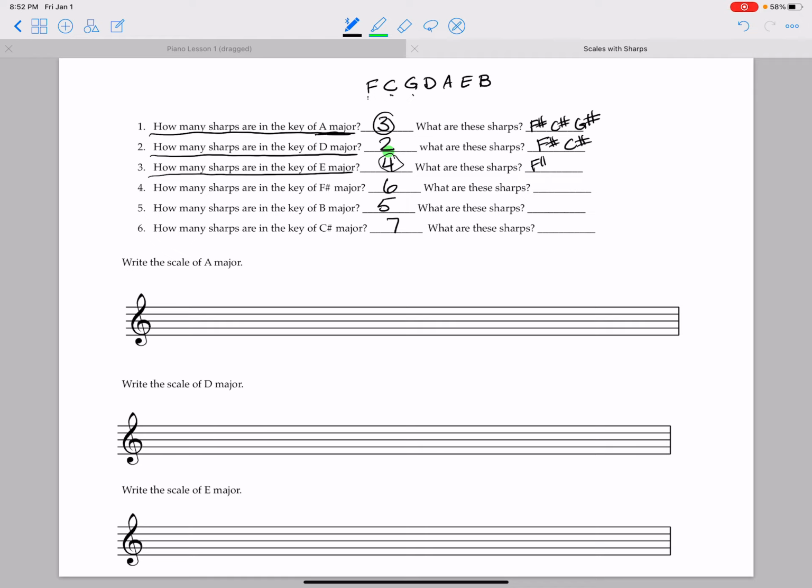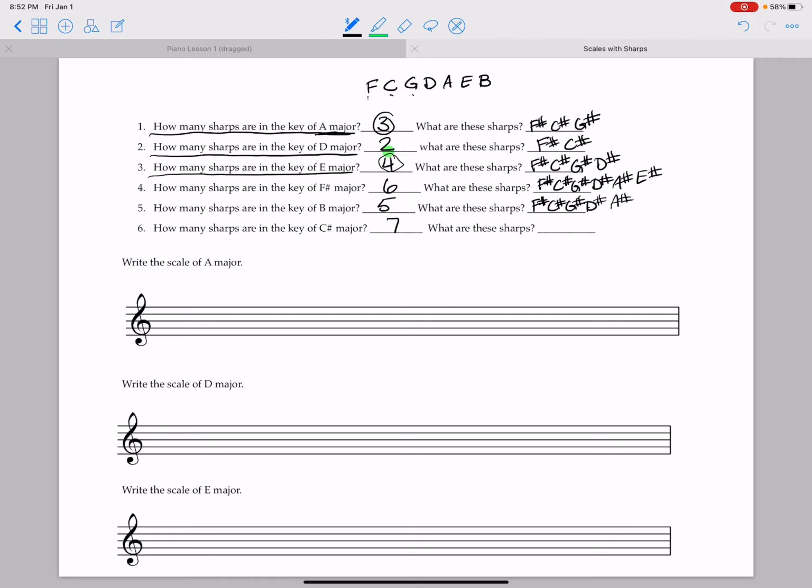F sharp, Father, C, Charles, G, goes, and D, down. Our next one has 6 sharps, so we take the first 6. Father, Charles, goes, down, and ends. Our next one has 5 sharps, so we take the first 5. Father, Charles, goes, down, and.